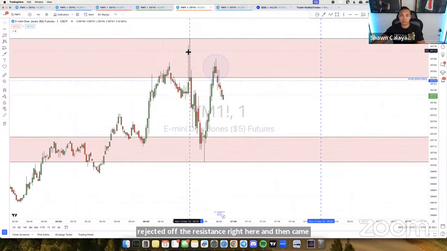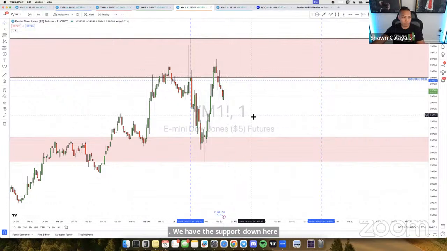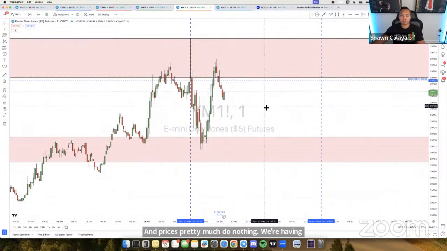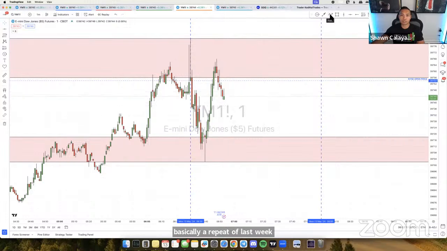So we have the resistance up here, price just bounced off it. We have the support down here. And price is pretty much doing nothing. We're having basically a repeat of last week. Yeah, I was hoping we'd have some more directional movement this week, but it's not really looking like it.